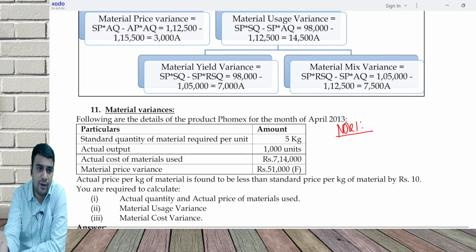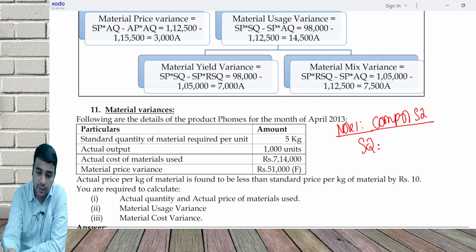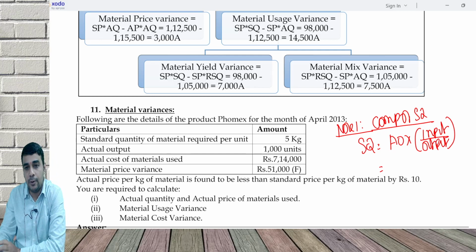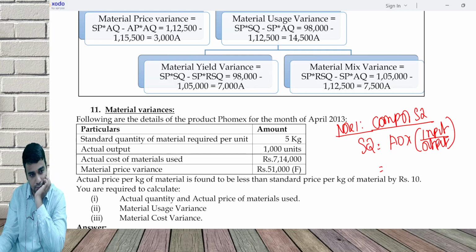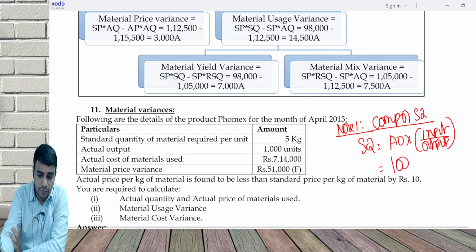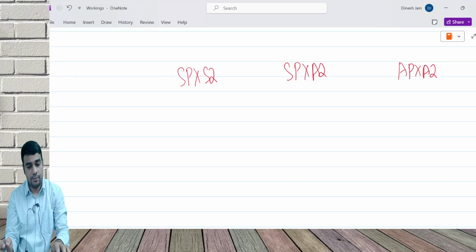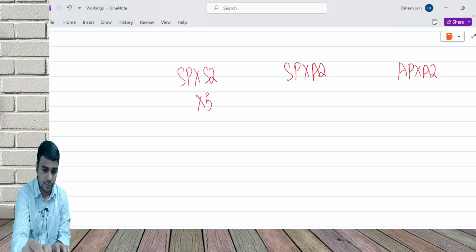In this question, SP, AP and all is not directly available. Computation of SQ. SQ equal to AO into input by output. How much is the AO? 1000. Input output ratio 5 by 1. So SQ I know it is 5000.